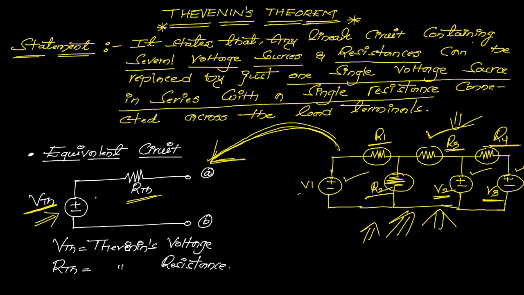Clear? Now I will take one example, and along with that example I will discuss the step-by-step procedure, and by discussing the step-by-step procedure we are going to solve that problem. You will get full clarity on how we apply Thevenin's theorem, and how we convert the given network into this equivalent circuit. Clear? Now see here, step number 1.